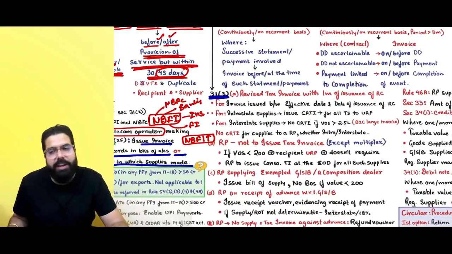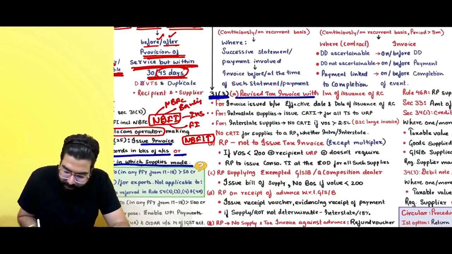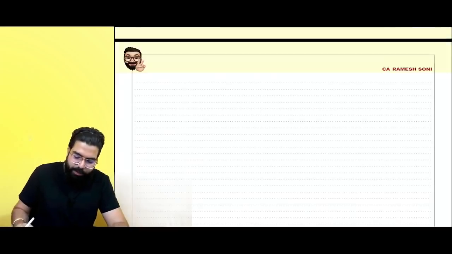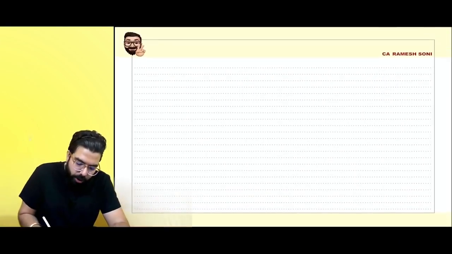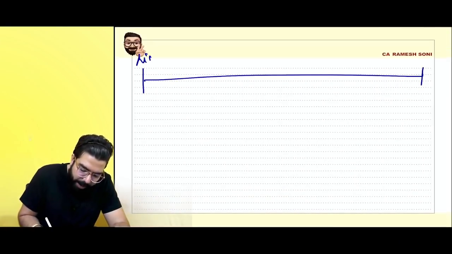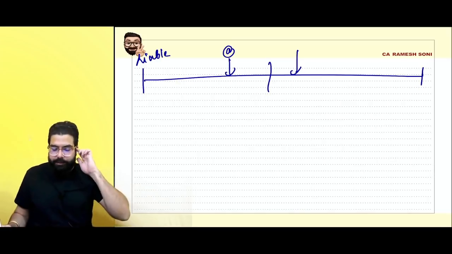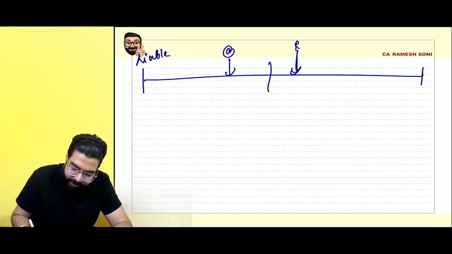Section number 31.3A says revised tax invoice within 1 month of issuance of registration certificate. Everyone listen to me very carefully. You became liable. You applied within 30 days. You applied for registration and here, the registration certificate is granted.